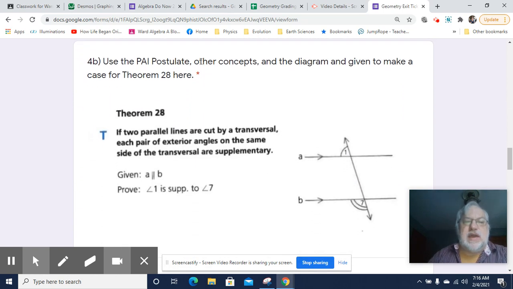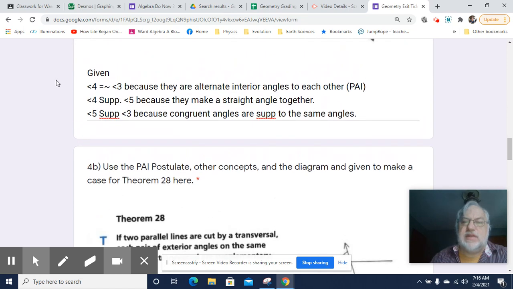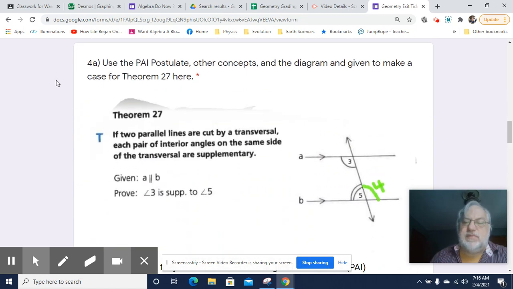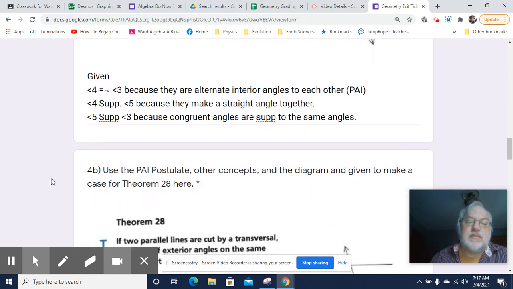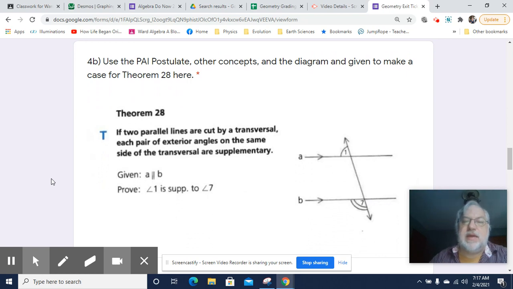By the way, you could have just done this with some algebra too. You know, we could call this x and we call this x because they're the same x degrees, and then this could be 180 minus x. So 180 minus x will be supplementary to this and supplementary to this. Okay, so use the PAI postulate and other diagrams to make a case for Theorem 28 here.